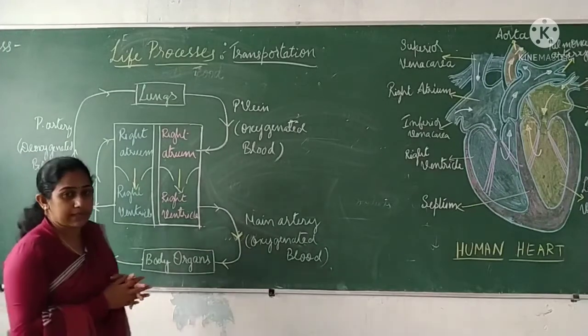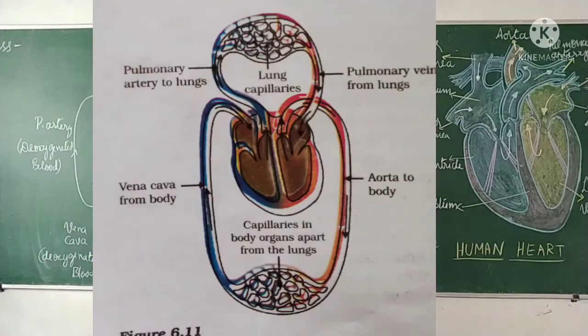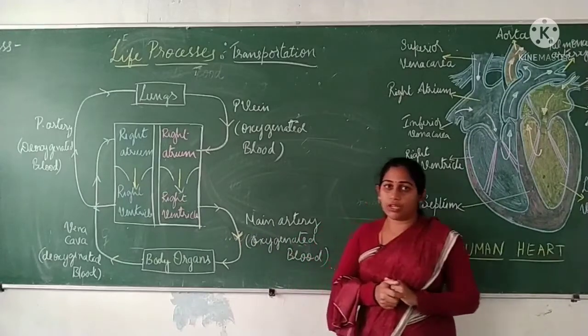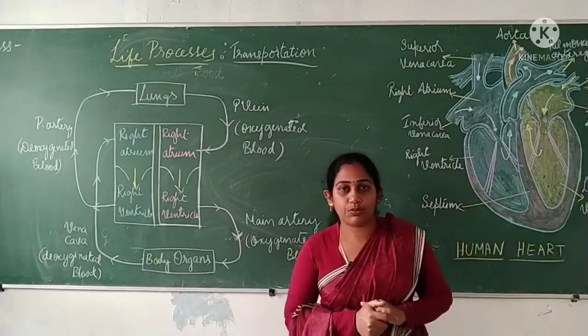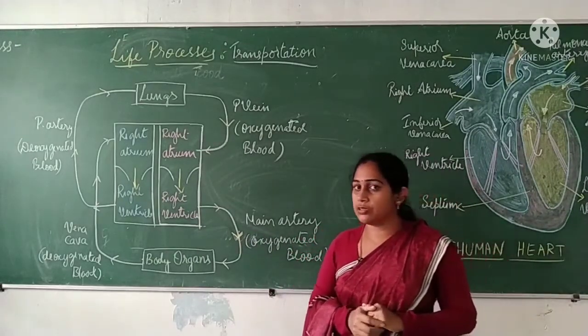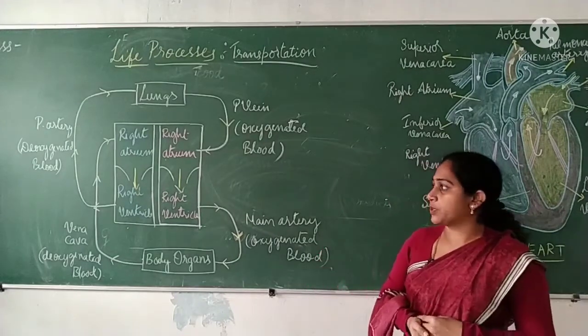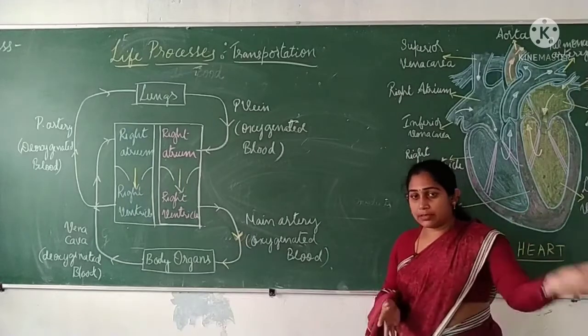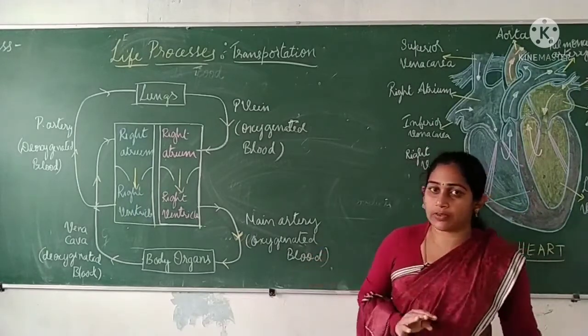You have one more diagram given in your reader. This is the picture of the schematic diagram given in your reader. You can draw this diagram or you can draw the diagram which I have given on the board. Any of the diagrams you can draw for a schematic representation of double circulation. Or else they may give you the diagram, that one or this one. Usually they give that diagram itself.